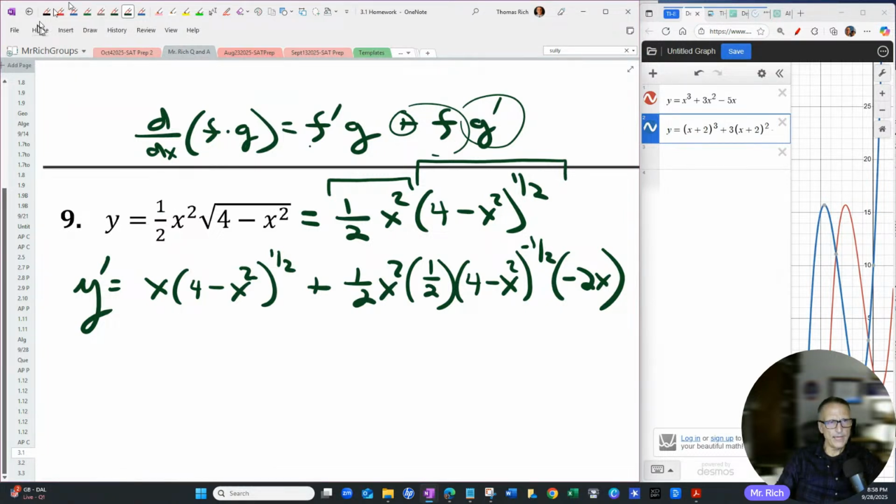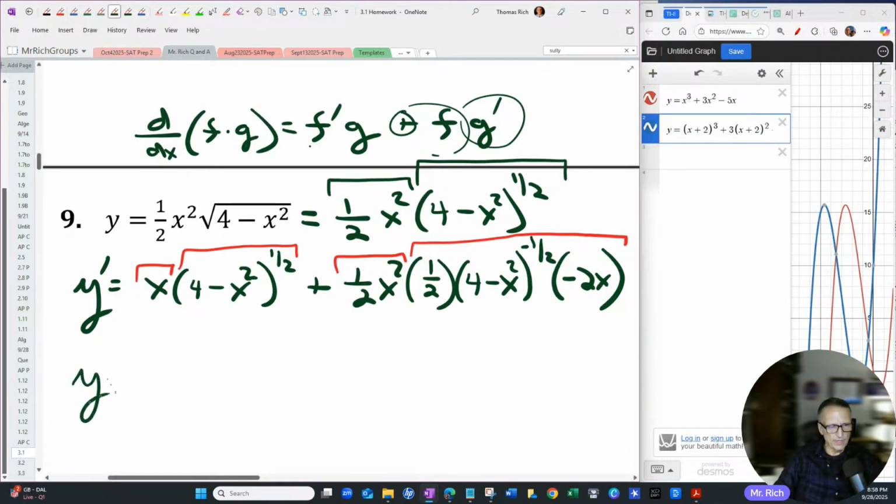That right there is the derivative of y using the product rule along with the chain rule. Just to recap, this was the derivative of the first times the second plus the first times the derivative of the second function, which was the square root of 4 minus x squared. That's what we got, this whole thing right here. Now I'm going to clean this up just a bit. I don't think we're going to have time to do all of this, but I'll show you a little trick here.